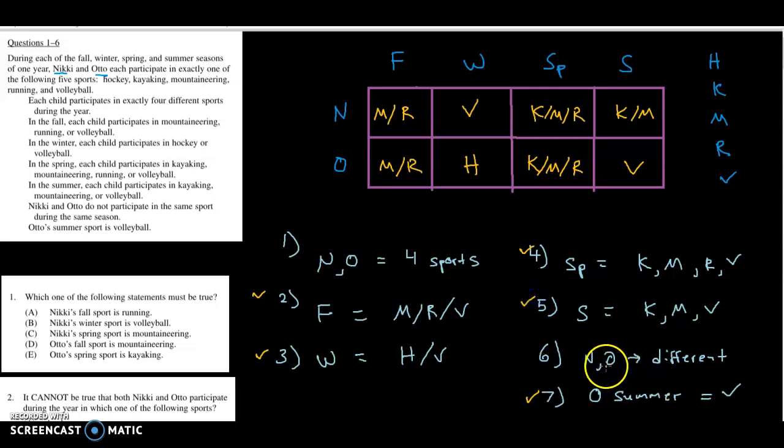The only things we want to remember specifically after having placed all this are Rule 6 and Rule 1. We have a maximum of 4 sports, sort of duh, right, for these. And then for 6, we have to remember that whatever N is playing, say in the fall, O can't be playing the same thing. So that can help us, right? Because if I know, for example, that N is doing R in the fall, that automatically means O has to be doing M.